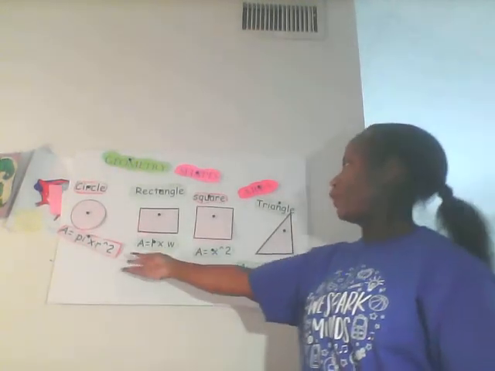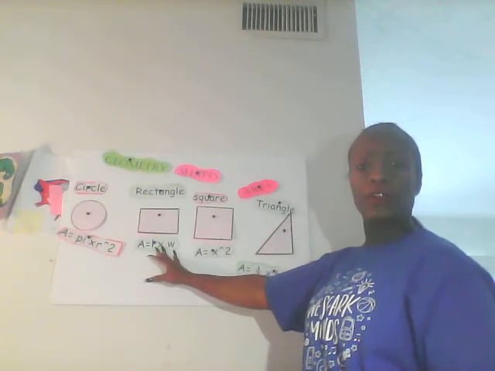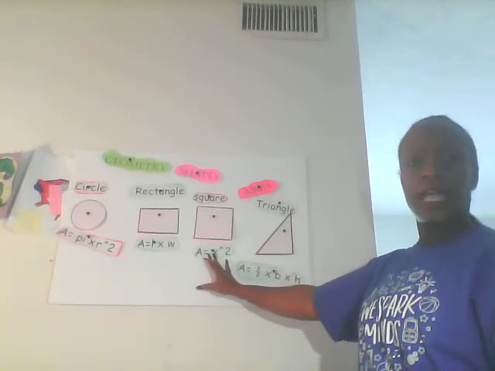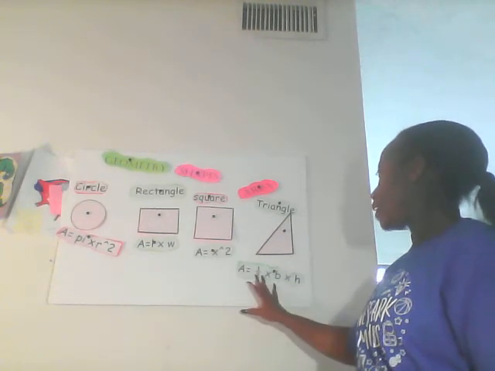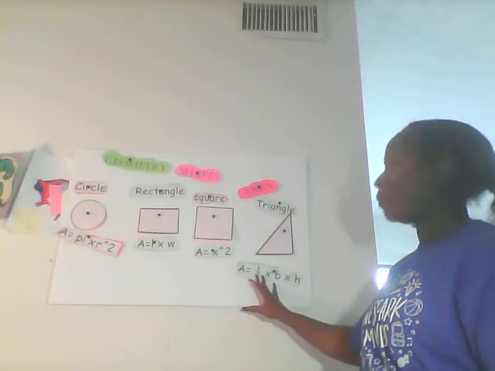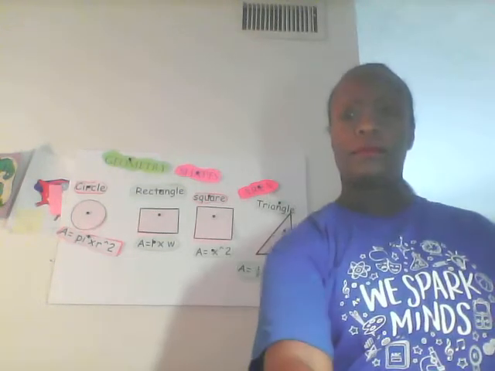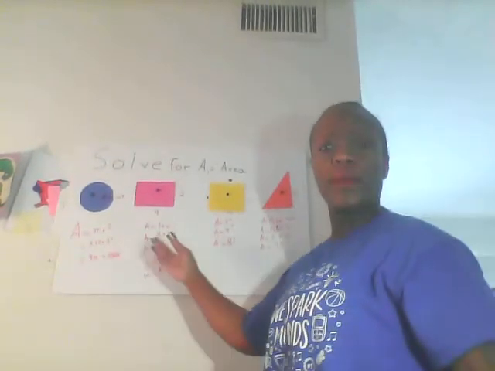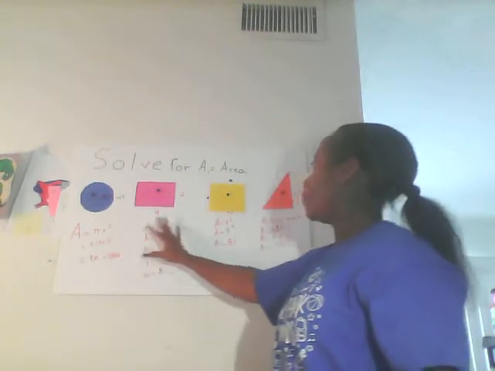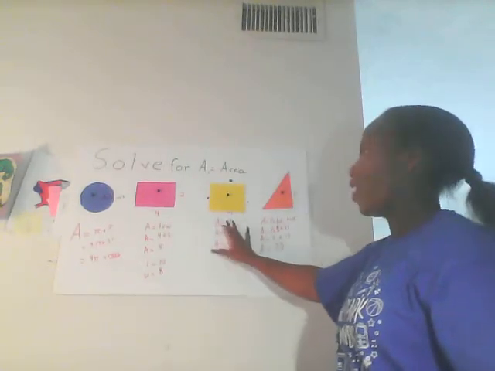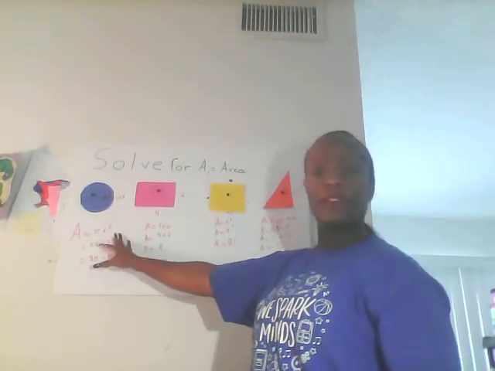With each one, we have the formulas underneath: pi r squared for the circle, length times width for the rectangle, side squared for the square, and 1/2 base times height for the triangle. Here are some examples of the area of a circle, area of a rectangle, area of a square, and area of a triangle. We'll go through each step by step.